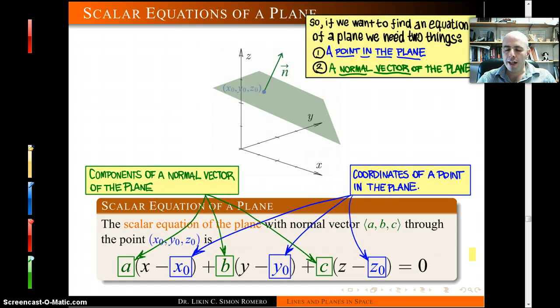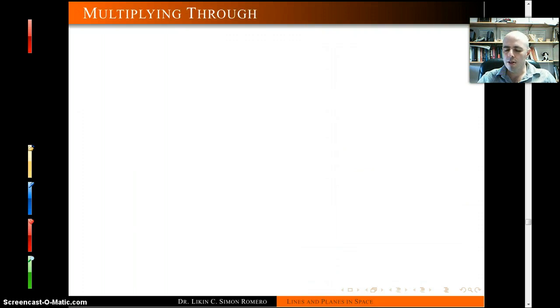If we want to find an equation of a plane, we need two things: a point in the plane and a normal vector of the plane. The point goes in parentheses, subtracting x, y, and z, and the components of the normal vector are going to be the coefficients of these terms. And remember, this came just from doing the dot product. So let me multiply through.